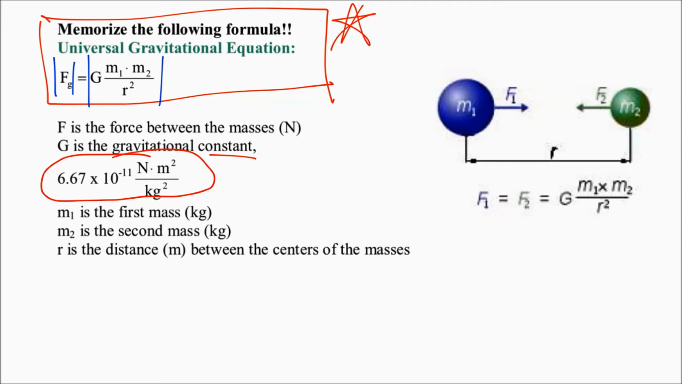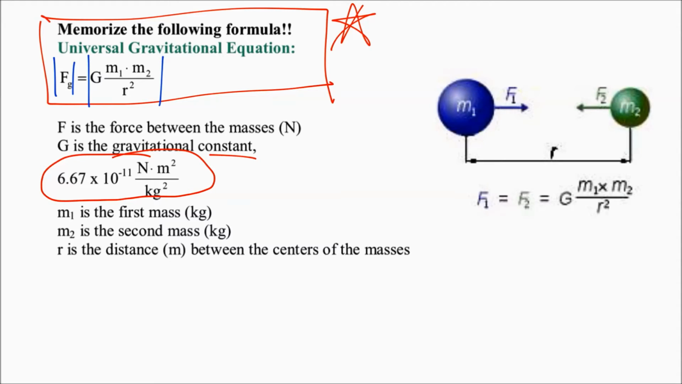M1 is the mass of the first object. It's usually going to be the bigger object. M2 is the mass of the second object, usually the smaller object. And R is the distance between the centers of the two masses. It is not the radius, it is the distance between the center of the first object to the center of the second object.